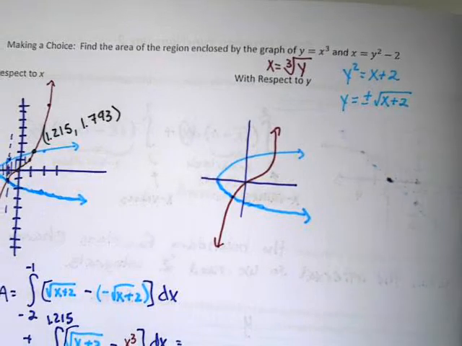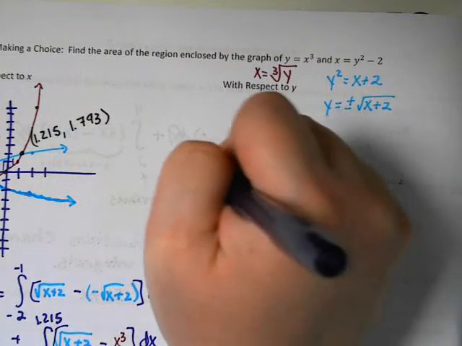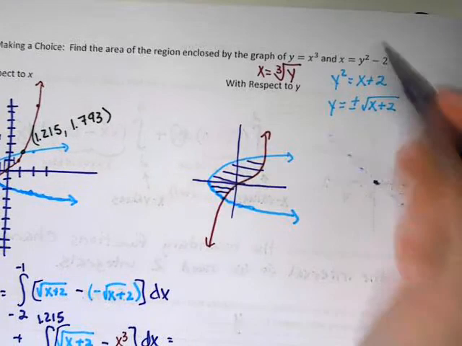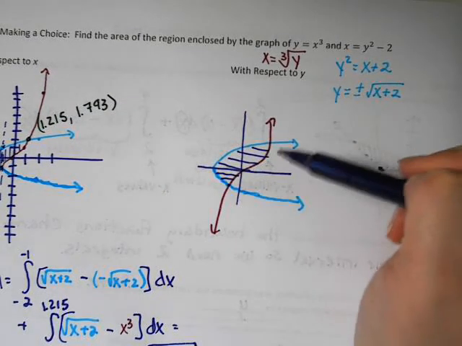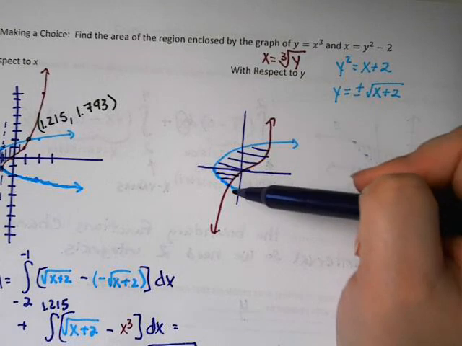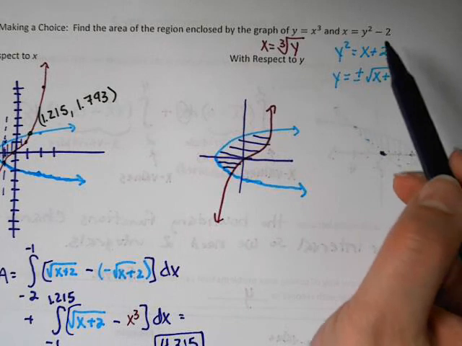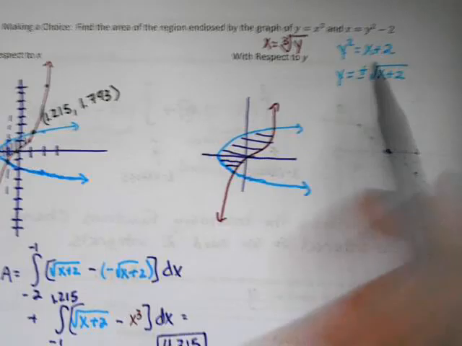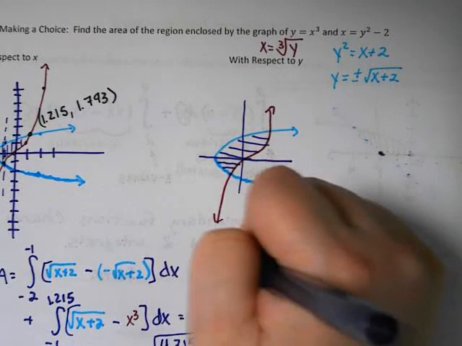And now we're going to integrate with respect to y, which means we're going to go this way. So if we're looking at doing right minus left, the whole time this red function here, this cubed root of y, is going to be the right function, and then the left function is going to be this x equals y squared minus 2. So we don't have to worry about having two separate blue functions for this integral, which is really kind of nice.